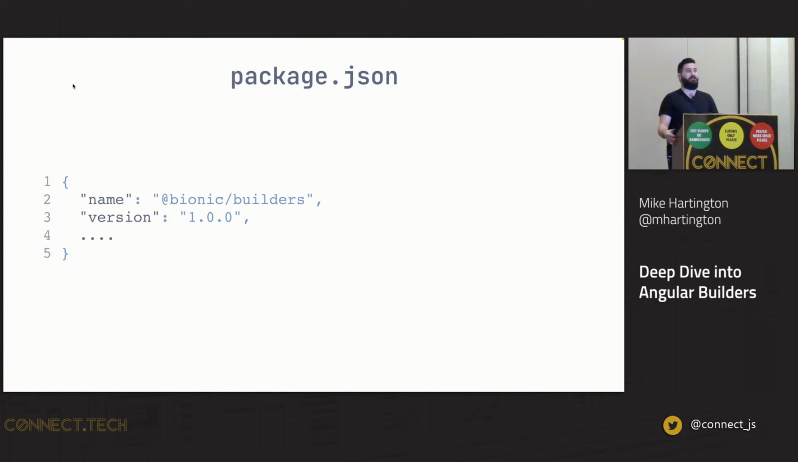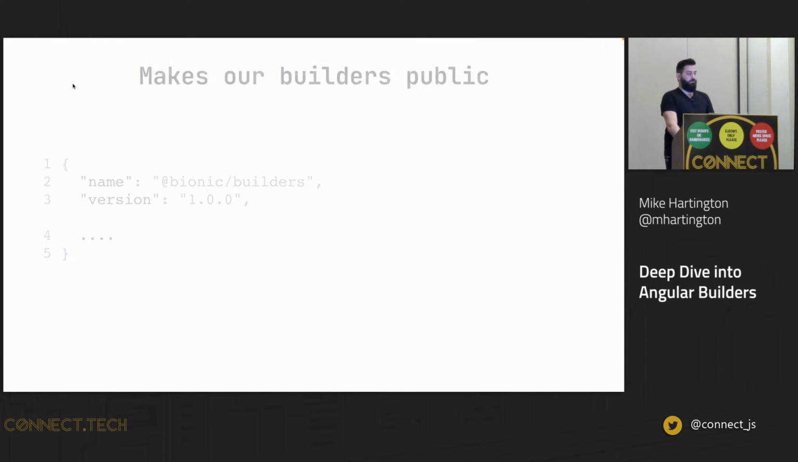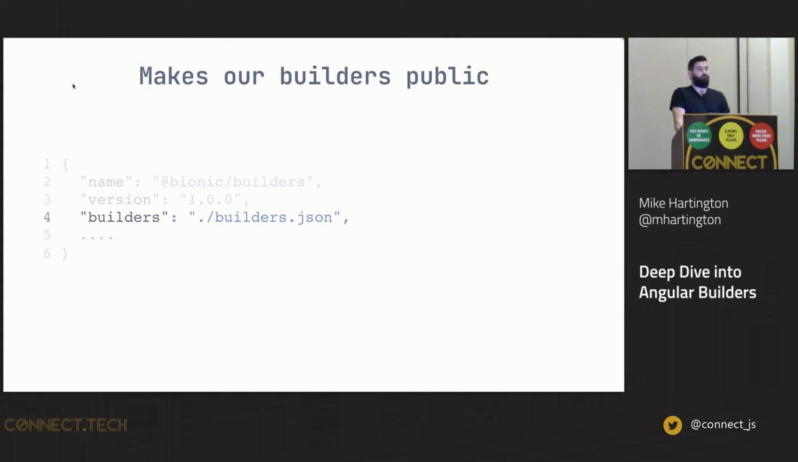So if we have our kind of standard setup, we have a package.json, we've got a list of dependencies, we have a name, some version number. The first step that we want to do is actually tell the Angular CLI that we, as a package, have a collection of builders, and we would like those to be publicly available for the Angular CLI to call. So we add this little entry into our package.json, says builders, and then point it to a JSON file.